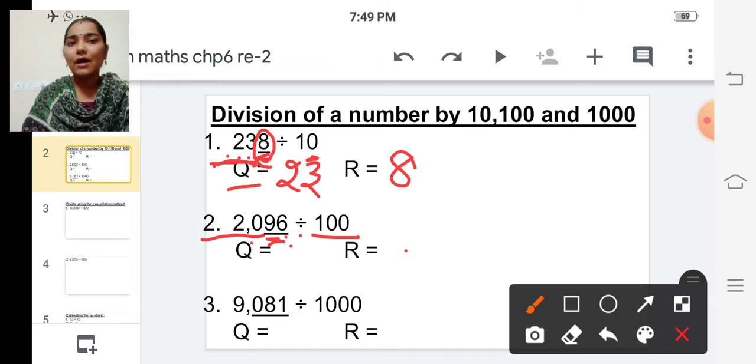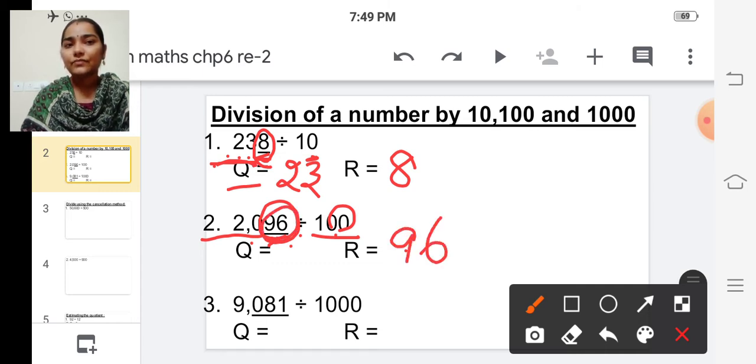2096 divided by 100. So in 100, how many zeros are there? 2 zeros are there, isn't it? So the ones and tens digits will form the remainder. So here the remainder is 96. Okay. And the remaining digits will be the quotient. So what are the remaining digits here? 2, 0. So 20. So the quotient is 20. Is it clear, children?